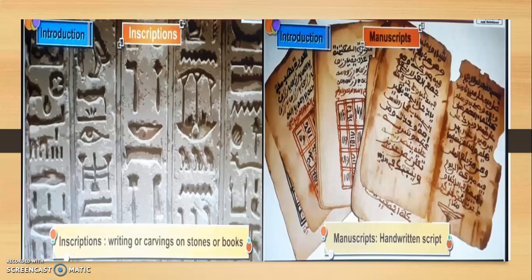Now let us understand more in detail about this. As the historic period started, we have seen in lesson 2 that written records are available in the form of inscriptions and manuscripts. So what are inscriptions? Inscriptions means writings or carvings which are done on stones or books. And what are manuscripts? Manuscript means handwritten script.